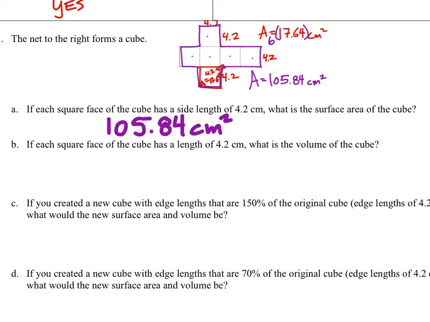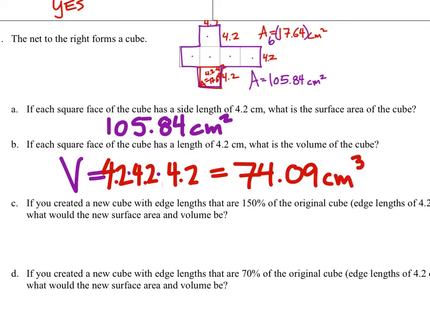So if each face of the cube has length 4.2 centimeters, what is the volume of the cube? So volume for a cube, same with any rectangular prism, is going to be length times width times height. And in this case, the length, width, and height are all the same. They're all 4.2, so I'm just going to replace those in there. And after plugging this into my calculator, I got 74.09, I rounded that, centimeters cubed. This is cubed because volume is three-dimensional: length, width, and height. So we do need to make sure we label that correctly.